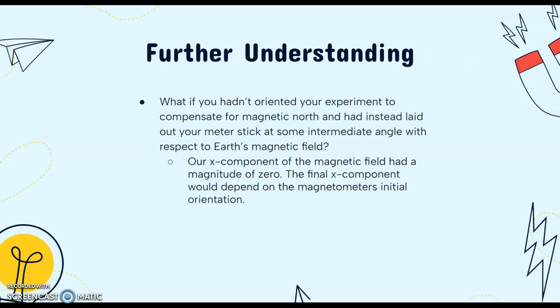So what if we hadn't oriented the experiment to compensate for magnetic north and had instead laid out your meter stick at some intermediate angle with respect to Earth's magnetic field? Our x component of the magnetic field had a magnitude of 0. The final x component would depend on the magnetometer's initial orientation.